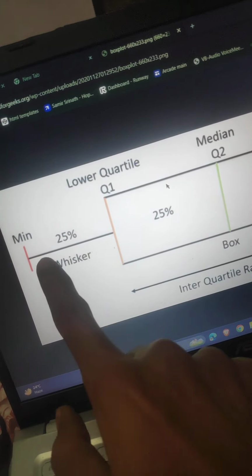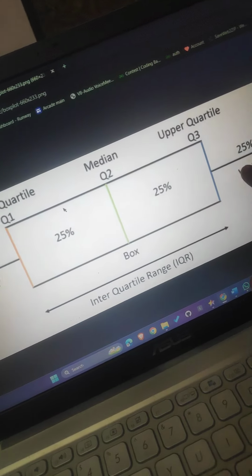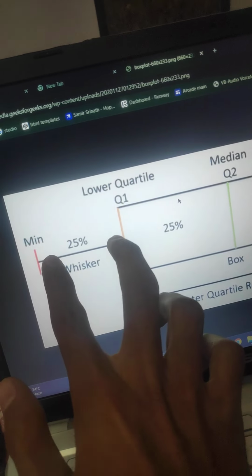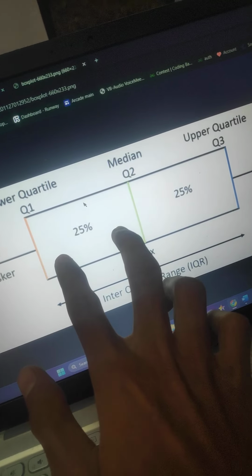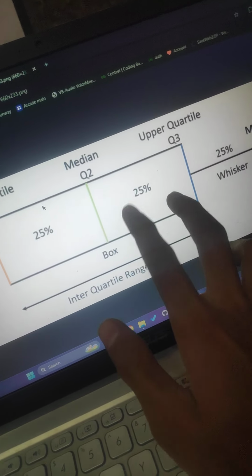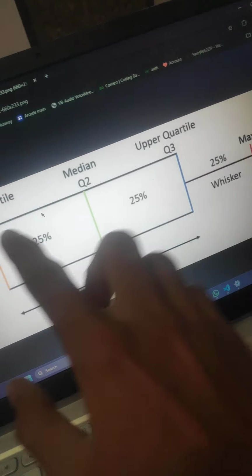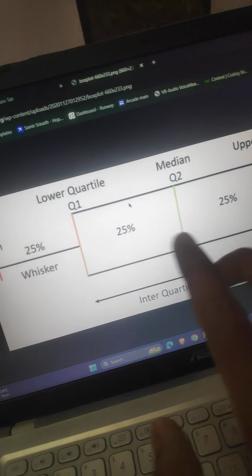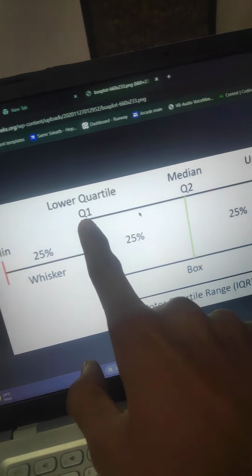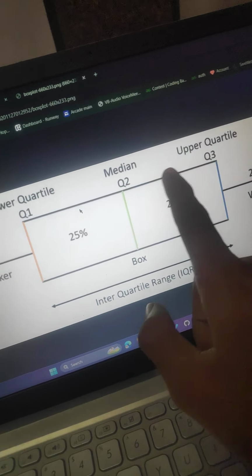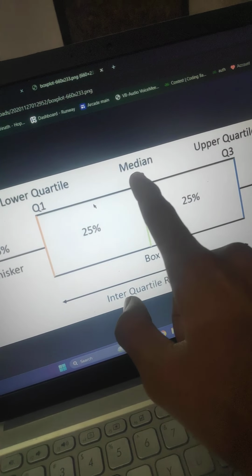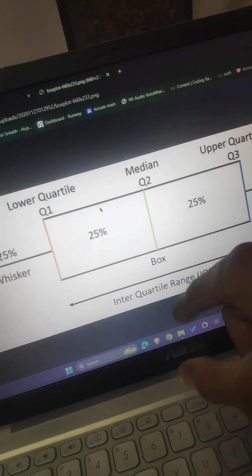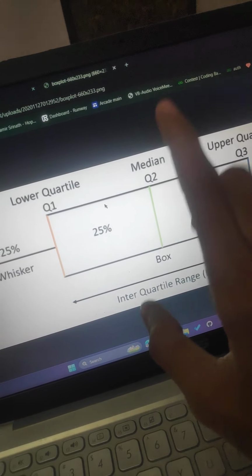If we are looking at the whole data set, we are taking 25% here, 25% here, 25% in this section, and 25% in this section. We are dividing the whole data into a total of 4 parts, 25% each, and we are finding Q1, Q2 and Q3. Q2 is basically a median. Median is found by arranging the data in a specific order and finding the middle value. So that is the median.